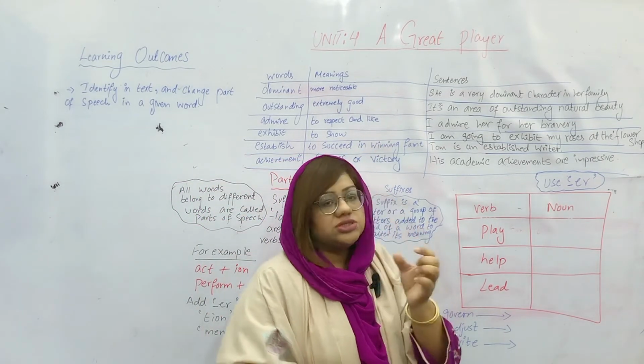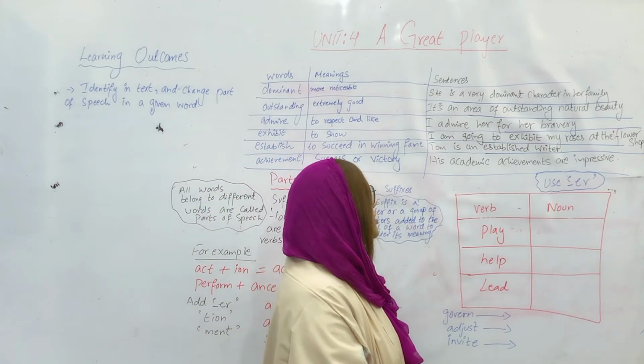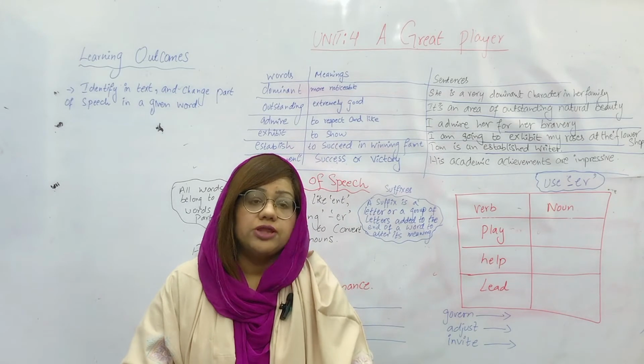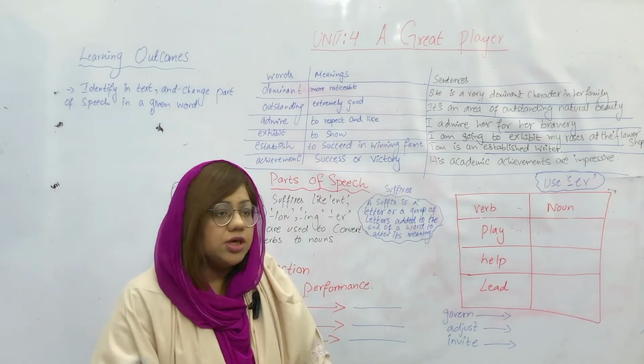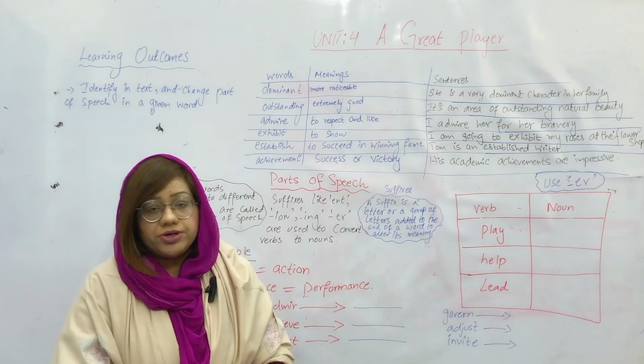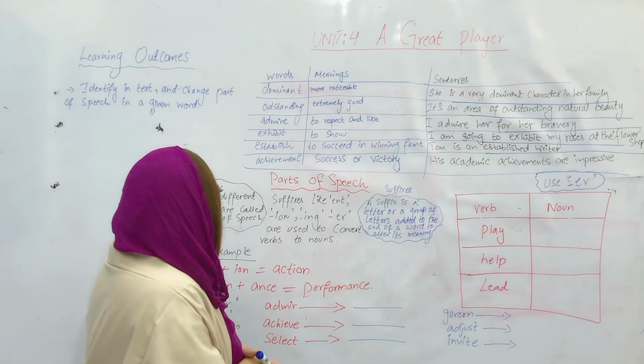So here is just an example of this word. She is a very dominant character in her family. For example, in your houses, your father is a dominant character in your family. So he's the leading person in your family. So this is the dominant part.